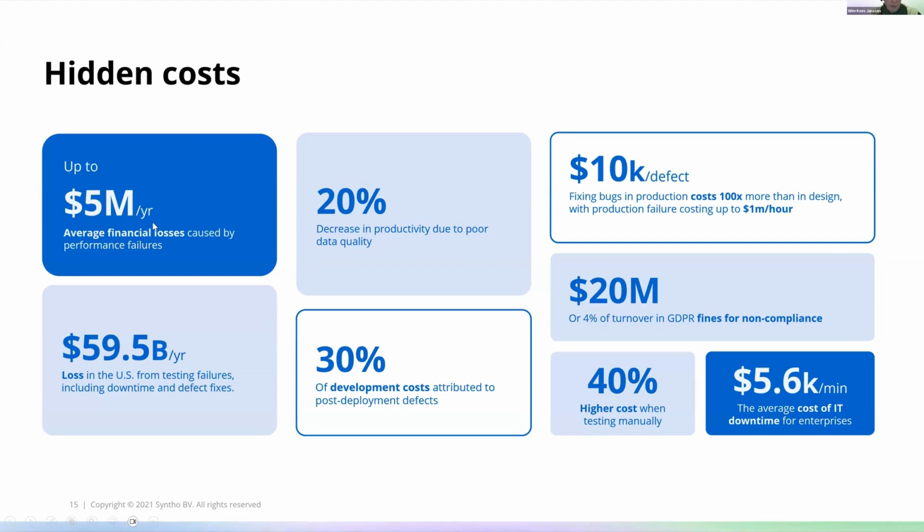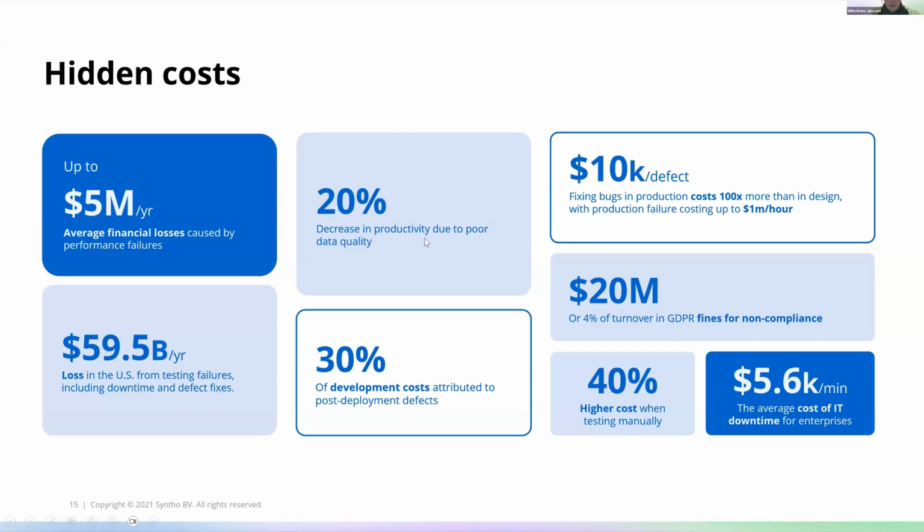And that is also the second thing. The loss in the US from testing failures, including downtime and defect fixes, is estimated at about 59 billion per year. So that's quite a big number of losses due to failures and downtime. And of course, that is what you prevent, and that's why you need proper testing. The foundation of proper testing is proper test data, because without proper test data, you cannot do proper testing.